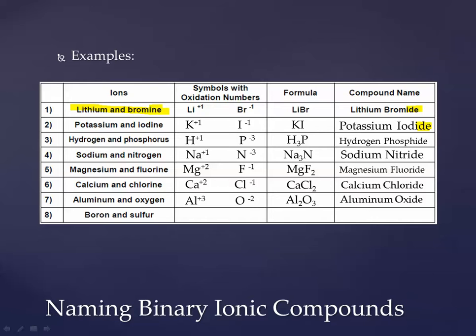Now boron and sulfur also can bond. Boron's a +3, sulfur's a -2. So we get B2S3 or boron sulfide. Now remember that the majority of ionic compounds, we call them salts. So all of these that I'm highlighting right now are our salts. If oxygen is the anion, in the case of aluminum oxide here, we call it an oxide. So it makes it a little bit easier to remember because oxide becomes part of that name.